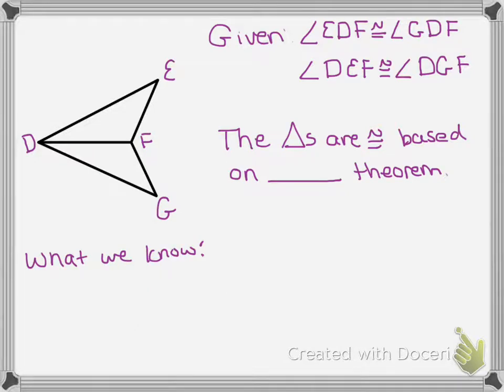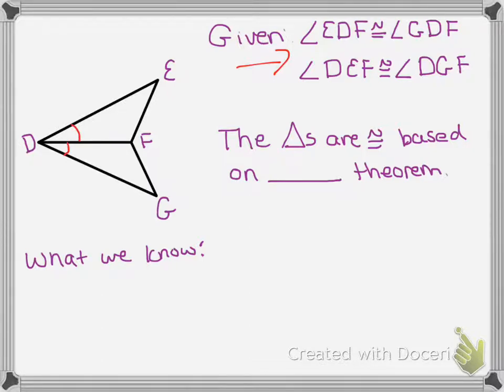Alright, now we're going to get a little bit different, and instead of the triangles being marked for you, you're given the information over here on the right side. We are given that angle EDF is congruent to angle GDF. So if I follow those and look at the vertex, D and D, I know that angle EDF, that's this one, is congruent to angle GDF, that's this one. So I know this angle is congruent to this one.